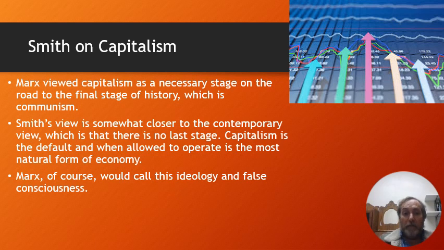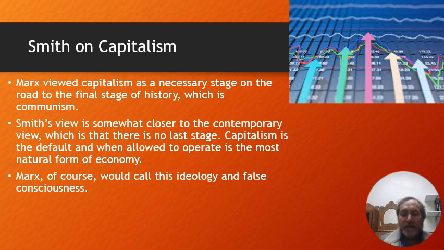So you'll recall Marx viewed capitalism as a necessary stage on the road to the final stage of history, which is communism. Again, he's often portrayed as an enemy of capitalism, but I think it's more accurate to say he just thought, yeah, capitalism is necessary, right? All these successive stages have to happen, and eventually we'll get communism.